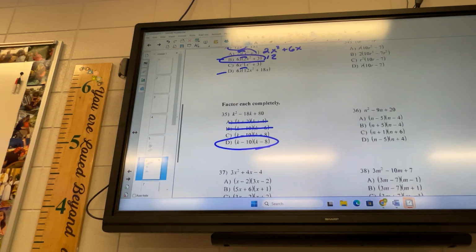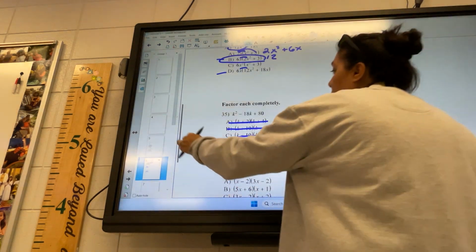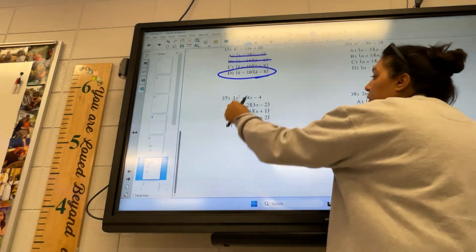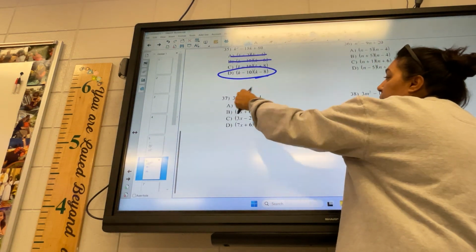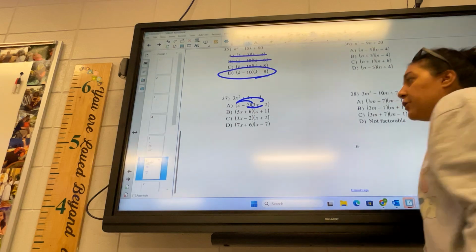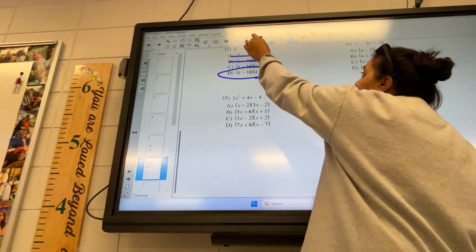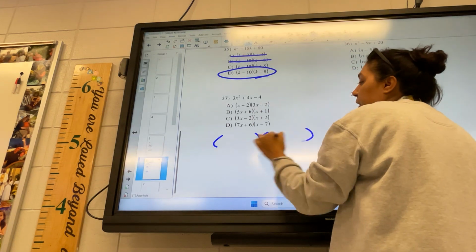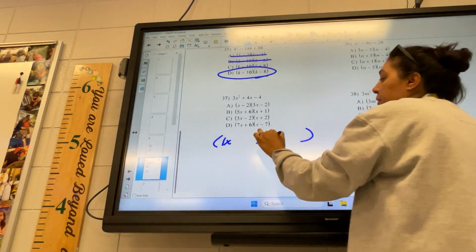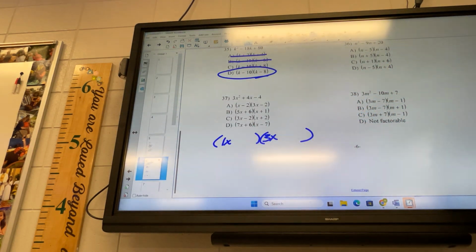Okay, 37. These are the harder factoring ones. Again, if you suck at them, you can do the distributing. Okay, like this, and then combine. It should add back up to the number that they gave you. However, we know that it's going to look like this. 1x and a 3x. Okay.